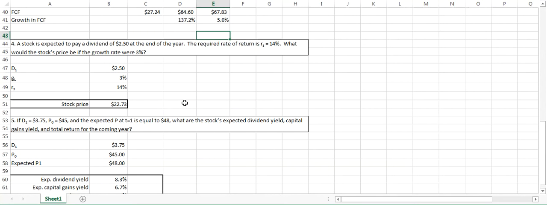Number 4, a stock is expected to pay a dividend of $2.50 at the end of the year. The required rate of return is 14%. What would the stock's price be if the growth rate were 3%?